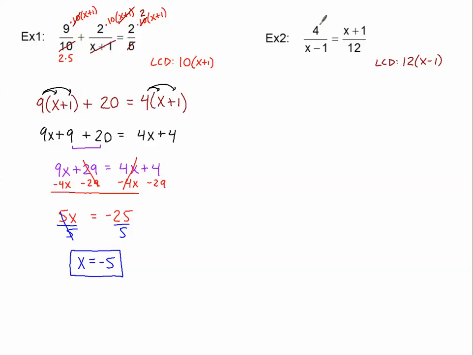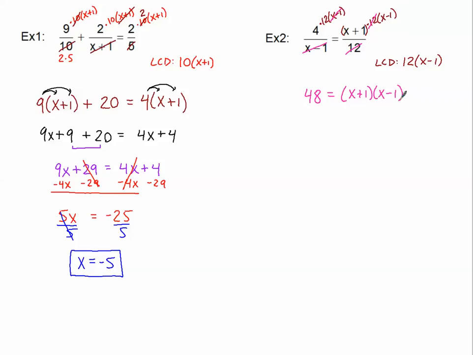I'm going to take the LCD and I'm going to multiply it to the numerator of each fraction. Since I've put something next to this x plus 1, maybe it makes sense to put that in parentheses so I don't forget. Now let's see what cancels away. In this first one, the x minus 1 will cancel away, and I'll be left with 4 times 12, and that's 48. And then in my equal sign. In this one, the 12 will cancel away, and I'm left with x plus 1 times x minus 1. That's going to be a FOIL.